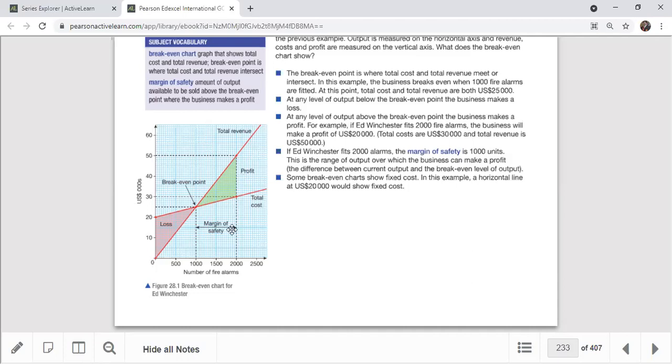And right now, imagine the person who owns the business is installing 2,000 fire alarms, right? He got the contract to install 2,000 fire alarms.